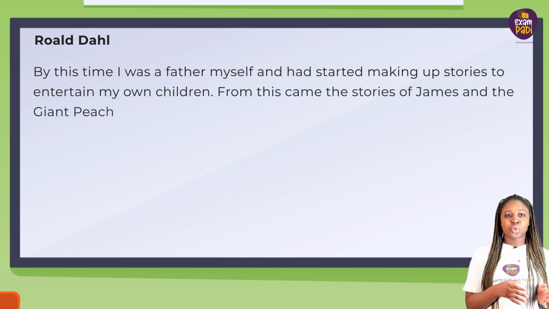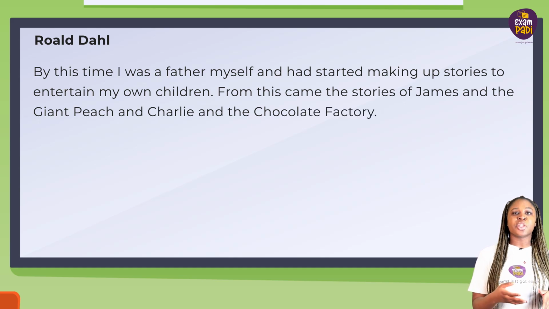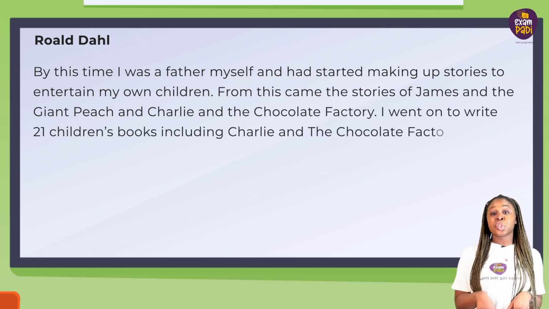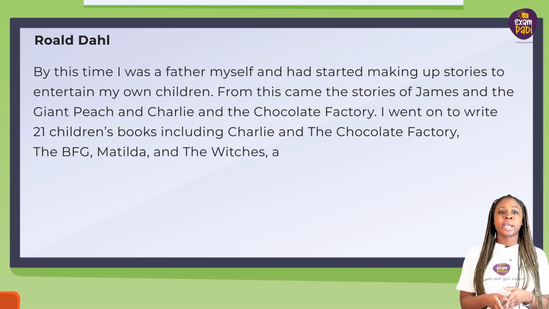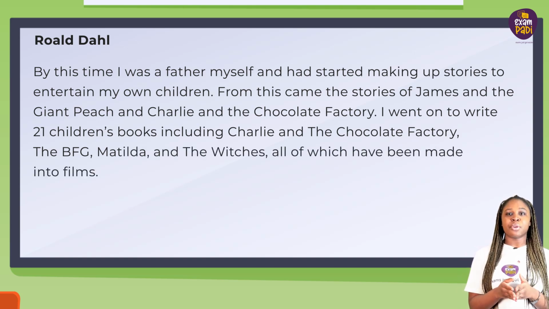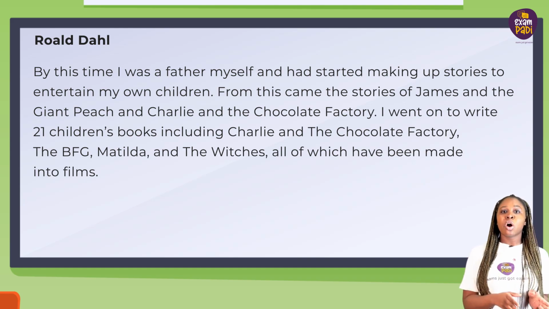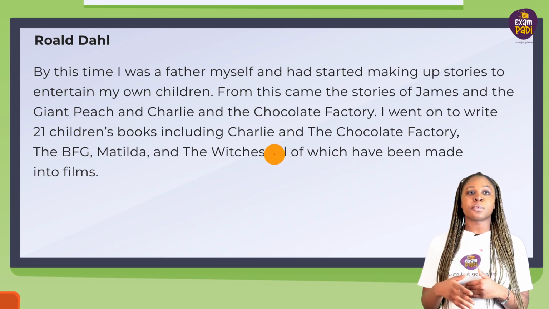From this came the stories of James and the Giant Peach and Charlie and the Chocolate Factory. I went on to write 21 children's books, including Charlie and the Chocolate Factory, The BFG, Matilda, and The Witches, all of which have been made into films.